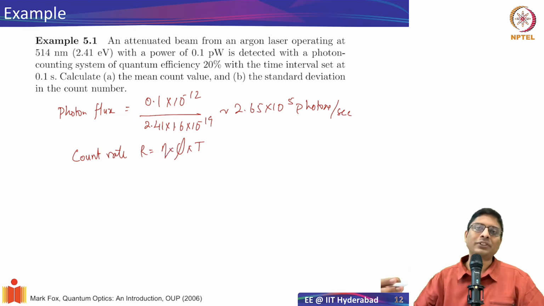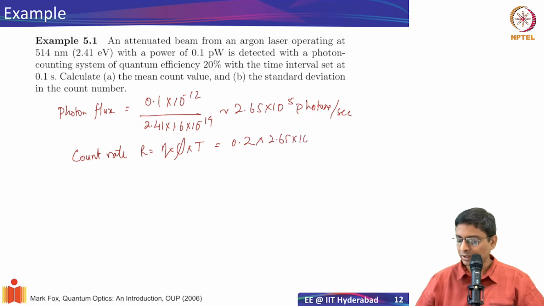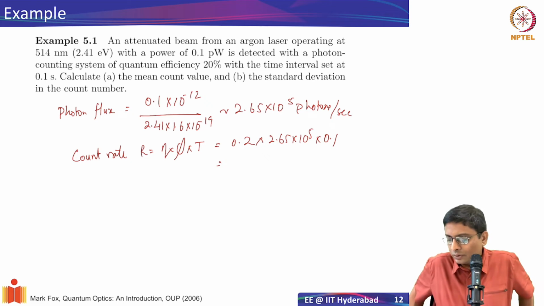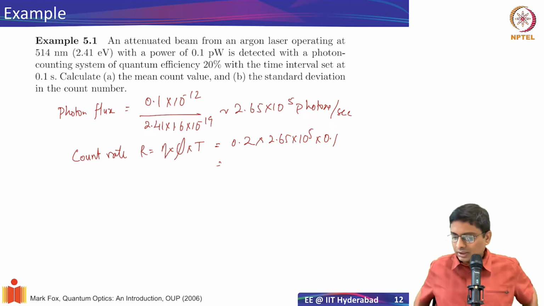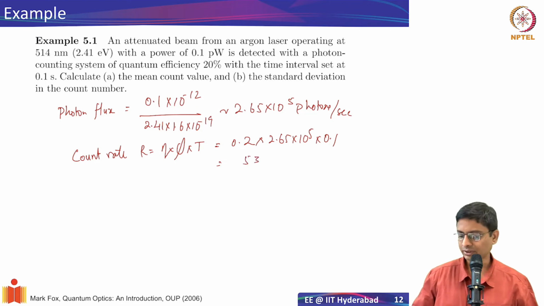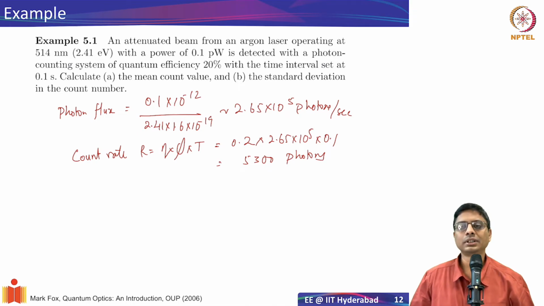Out of n photons, only eta times n will actually be detected by the photon counting system. So this is going to be equal to 0.2 times the photon flux, 2.65 times 10^5, times the time, 0.1. What will that turn out to be? 0.2 times 0.1, so two tens will go off. 2.65 times 2, sorry, 2650, 5300. 5300 photons is what you will detect. Alright. The count is that much.